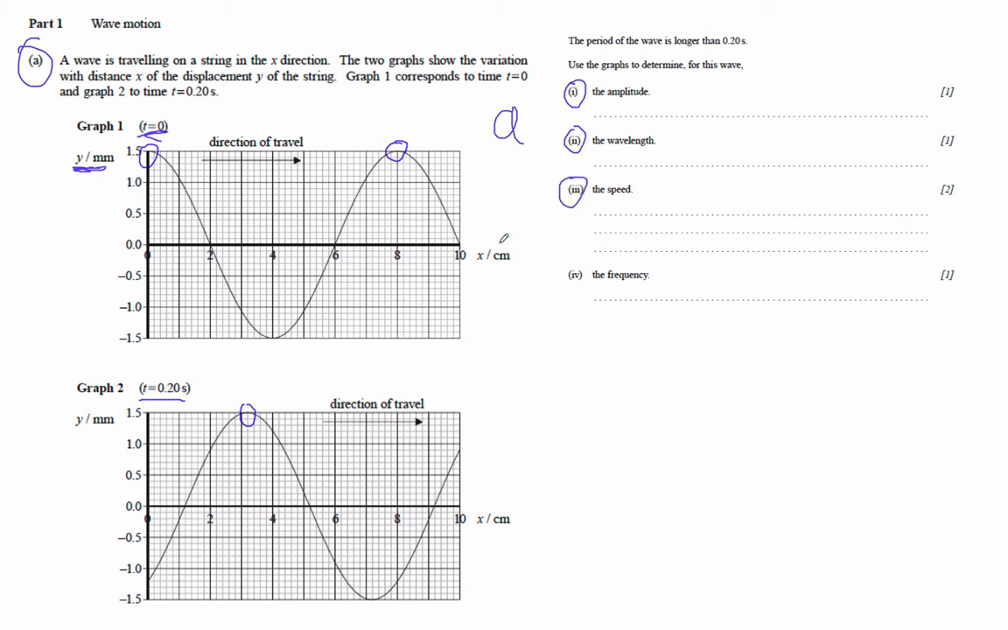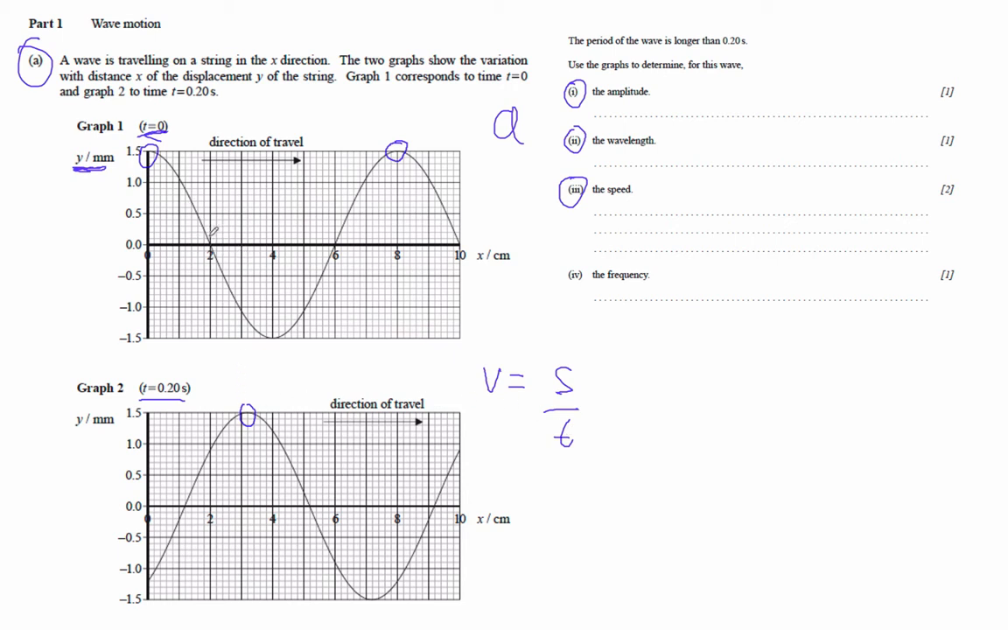Okay, the speed's a little bit tricky, right? So here's this peak here, and then at that time, at 0.2 of a second, it's here, right? So figure out how far this thing moves from here to here and divide it by time. So the velocity is just going to be s divided by time. So figure out how far.